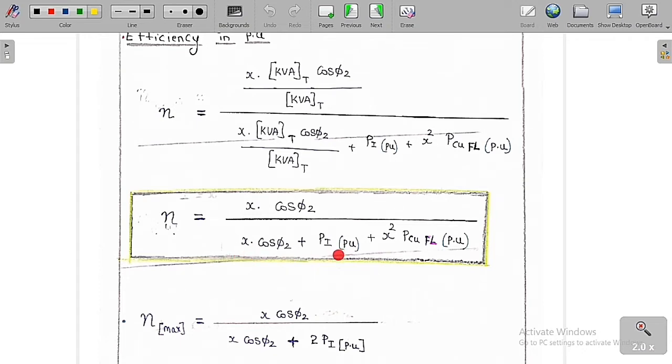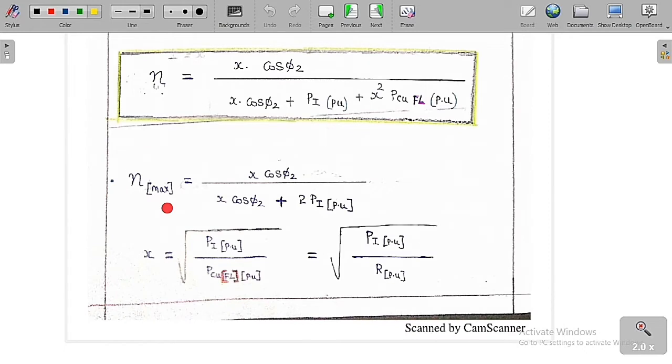any other load condition. See, at maximum efficiency what is going to happen? At maximum efficiency, iron loss is equal to copper loss. So iron loss is equal to copper loss means this value is equal to this value. So I am going to replace this value with iron loss in per unit. If you substitute here, we get X into cos phi 2 by X into cos phi 2 plus 2 times the iron loss in per unit value. So this is the formula you are going to get.